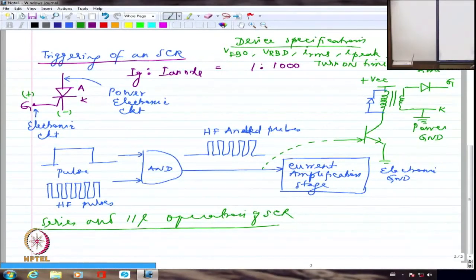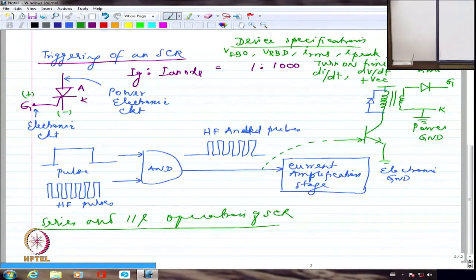Apart from that, they'll also give what is di by dt and dv by dt the device can withstand. How much is the di by dt the device can withstand? If I try to go beyond that, the device might break down.